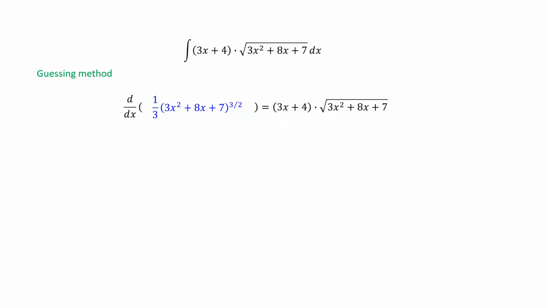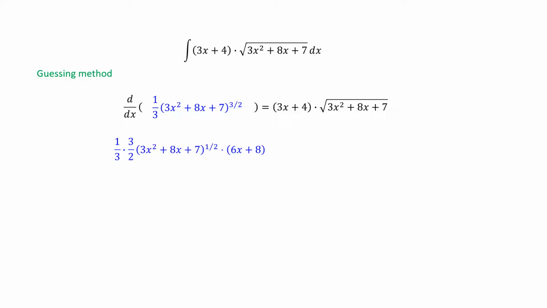If you're already panicking and have no idea what's going on, just remember this method doesn't work for most people. The substitution method will save you if you're completely lost at this point. But for those of you who aren't, let's continue with the guessing method. I've now guessed that my answer would be 1/3 of my first guess, and this is going to turn out to work. So we're going to take the derivative of the thing in blue.